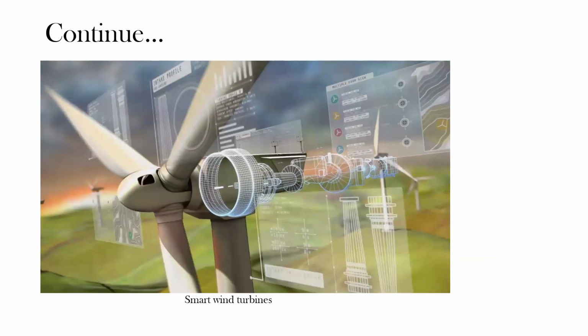And smart wind turbines, which GE is using. Here, based on the wind direction, they can change the direction of the fan to extract the maximum efficiency from the wind turbines. So basically, it's helping a lot to increase the efficiency of the product and to manage the devices efficiently.